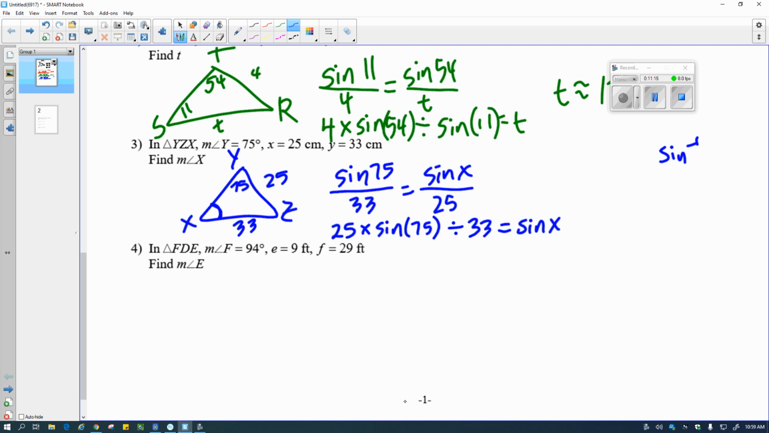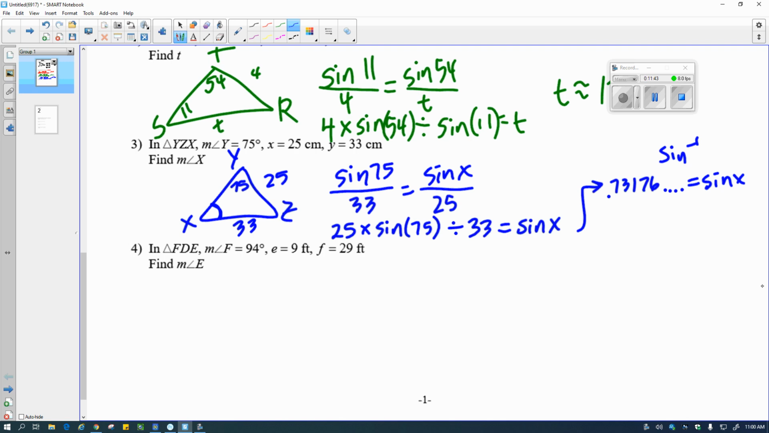I get 25 times the sine of 75. I close my parentheses. I divide by 33. I hit equals, and I get some decimal. This decimal for me looks like 0.73176, blah, blah, blah. Does that look like what you guys got? Okay, good. That's what sine of x is, but I don't want the sine of x. I want the inverse sine.